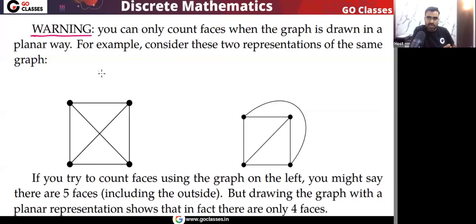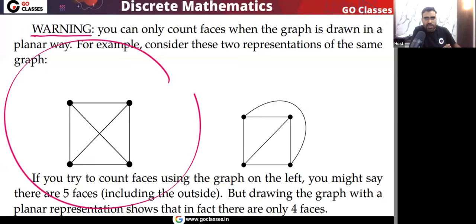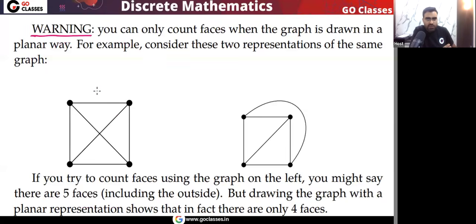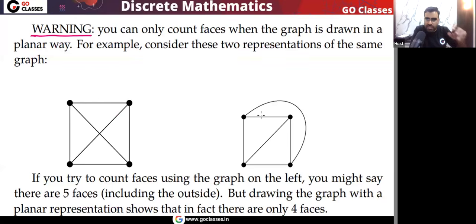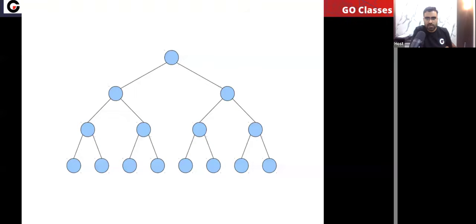So this is a warning that in any graph, if I ask you how many faces there are, first you create the planar representation. And remember, you can create any planar representation. You don't have to worry which one to consider. You can create any planar representation of your choice, and then you can count the number of faces.